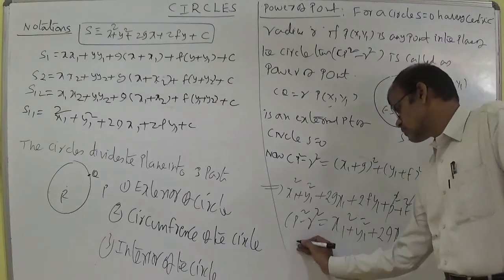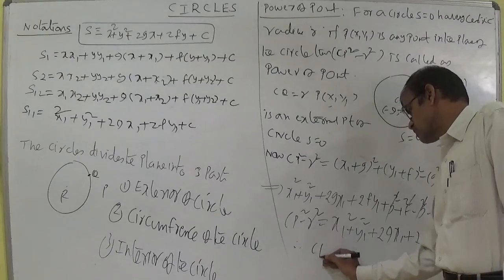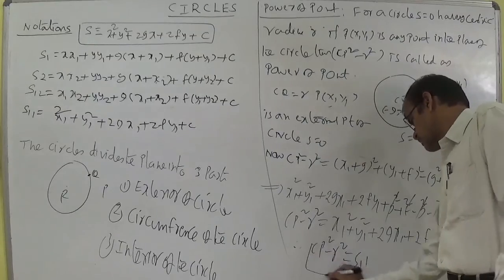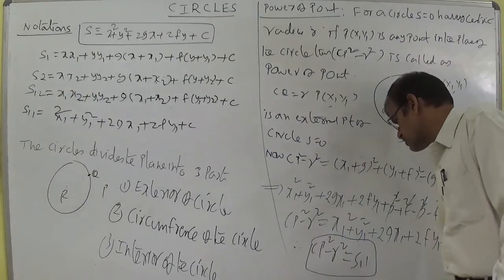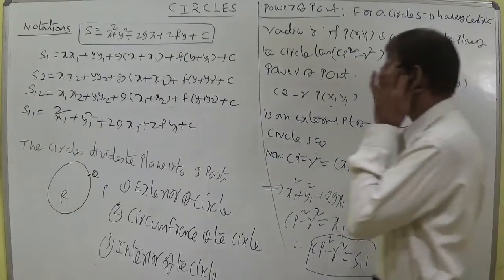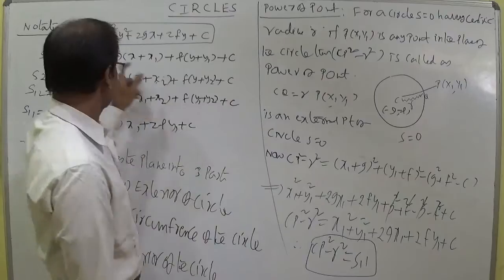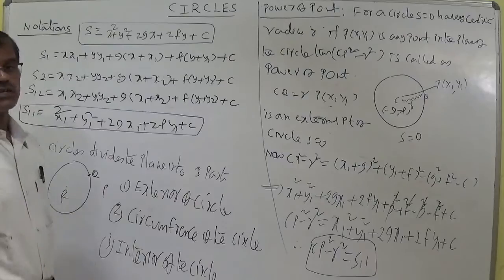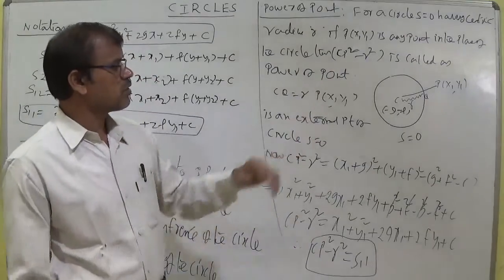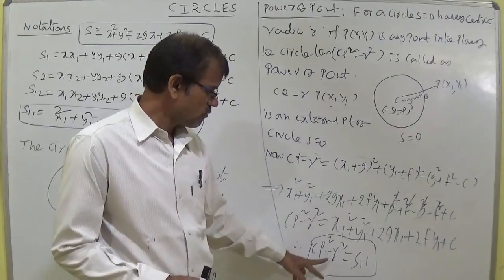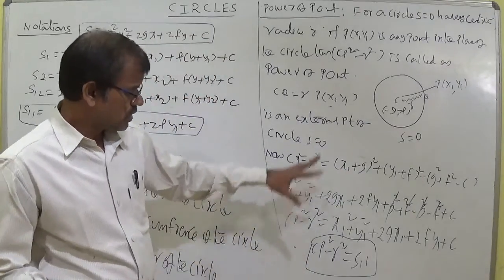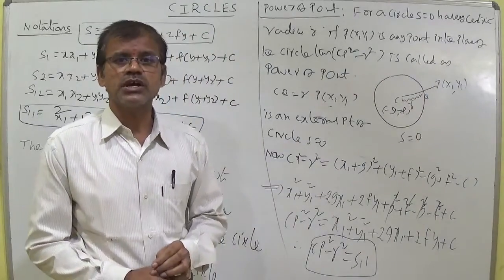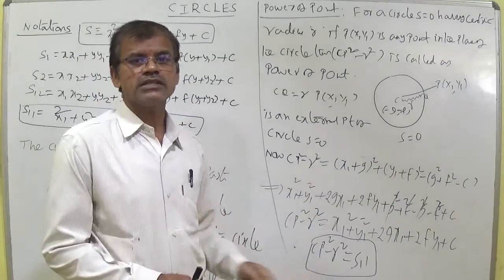Students, try to understand that CP square minus r square is nothing but S11. S11 is the notation for x1 square plus y1 square plus 2g x1 plus 2f y1 plus c. So CP square minus r square, that is S11, depends upon whether the point P(x1, y1) lies inside or outside the circle.